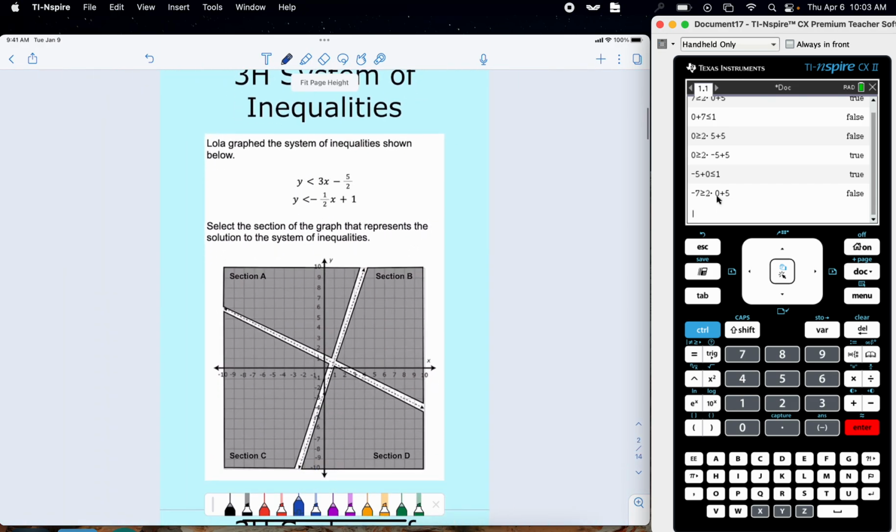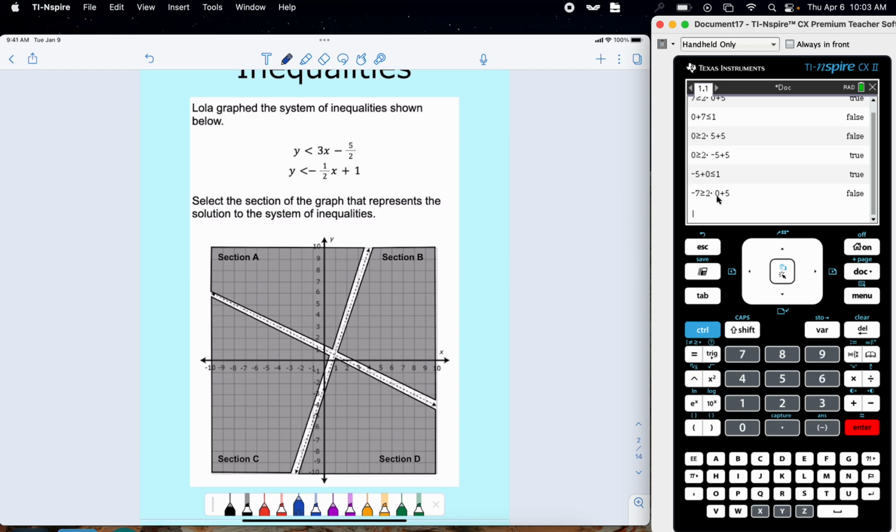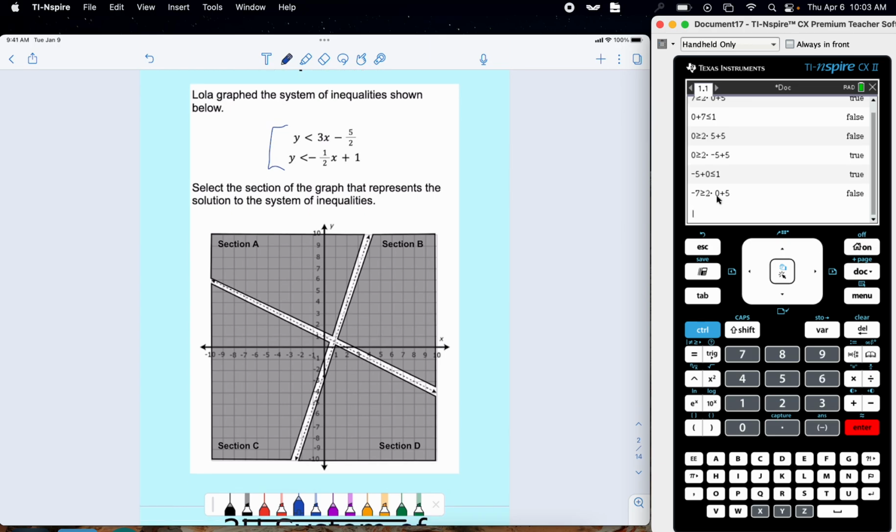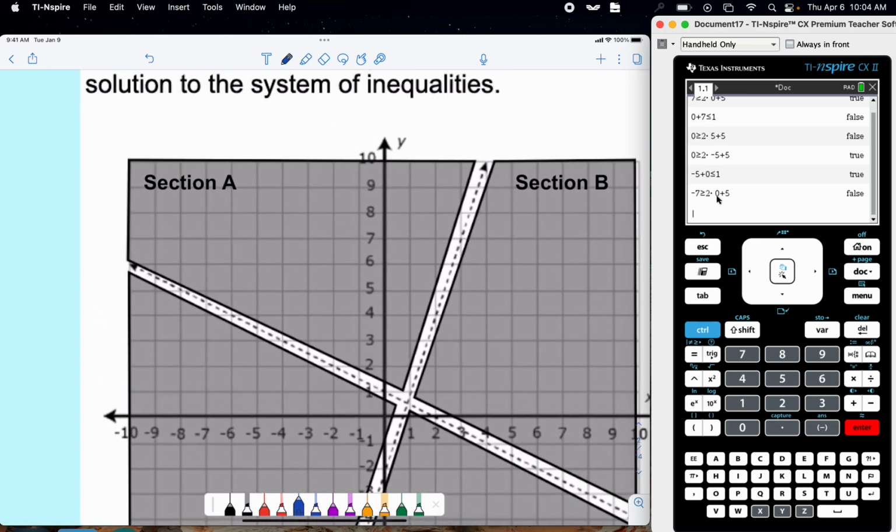So our next one says, Lola graphed the system of inequalities shown below. She graphed these. Select the section of the graph that represents the solution to the systems of inequalities. So I have to see which section is the correct section. So what I want to do is the same thing I do all the time in the other inequalities lesson. You're going to grab a point from each section.